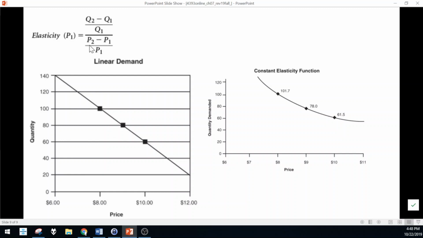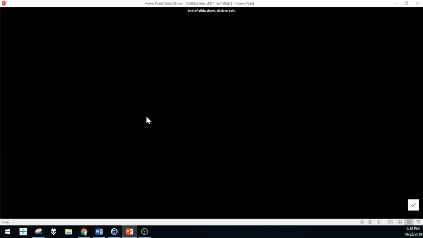Elasticity, we can use this formula to calculate linear demand. If we have information related to two different prices and two different quantities, we can calculate the elasticity, assuming demand is linear. If demand is not linear, if it's got a curve to it, then there's another formula that you have to use. You could use this formula, but it's not going to give a totally accurate picture because there is that curve in the chart.